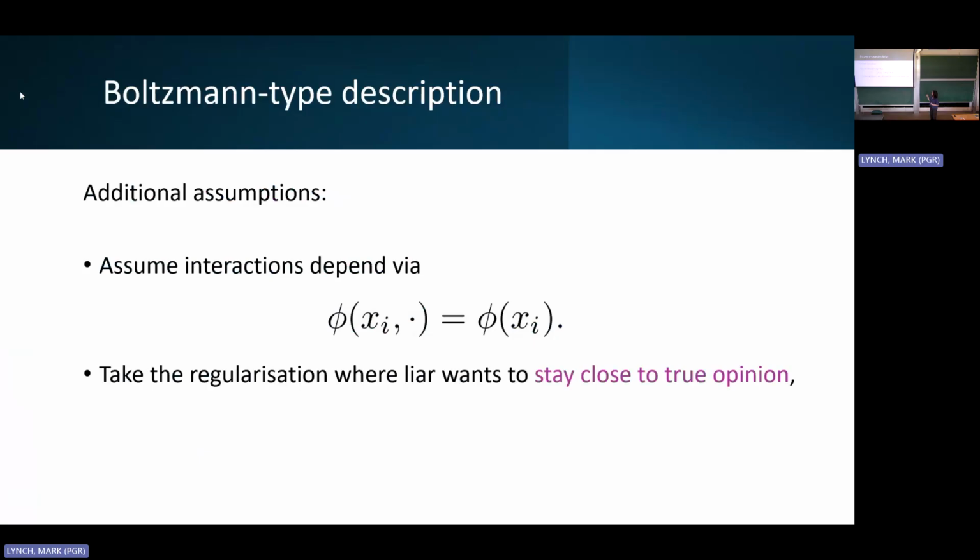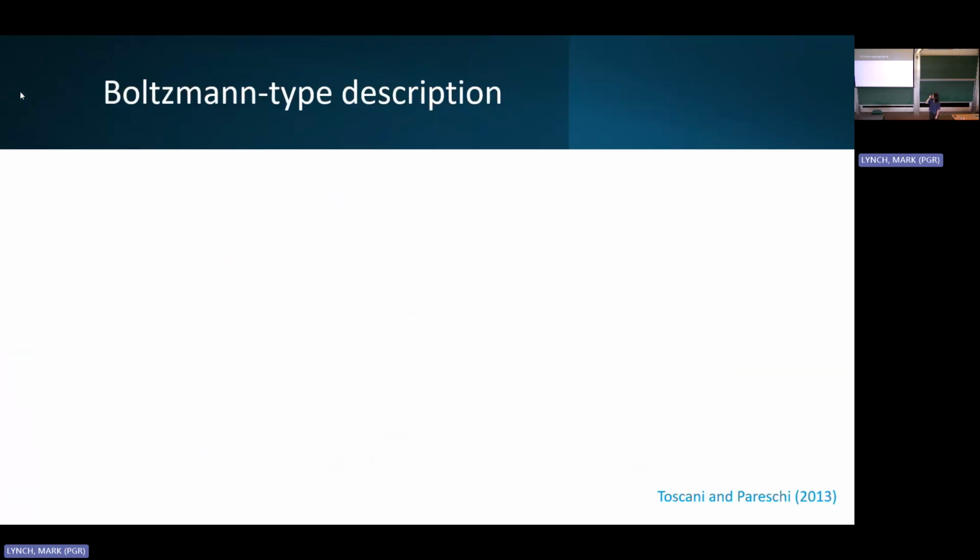And then we're going to take the first regularization we saw, where the liar wants to stay close to its true opinion. And so y is going to look like that. And then the xi plus 1 has some implicit dependence, so you can rearrange it. It's fine, basically. And that's going to help us when we do the Boltzmann type description.